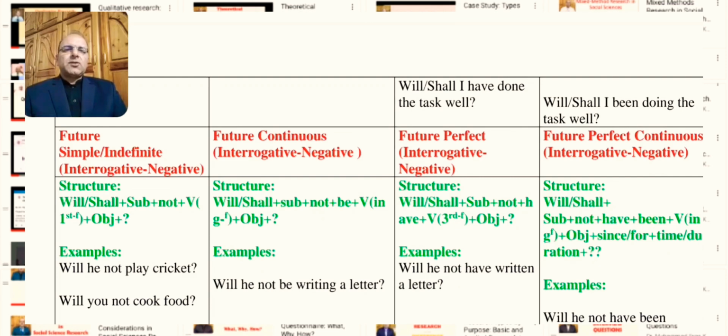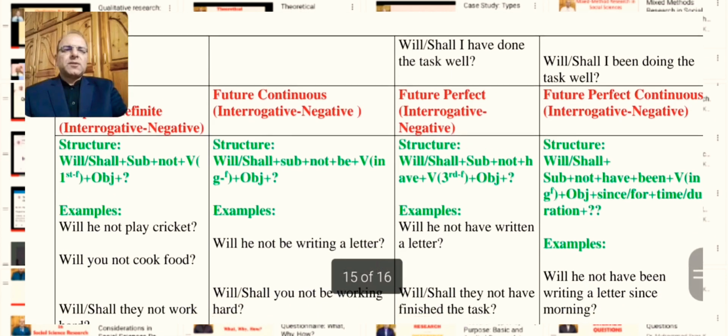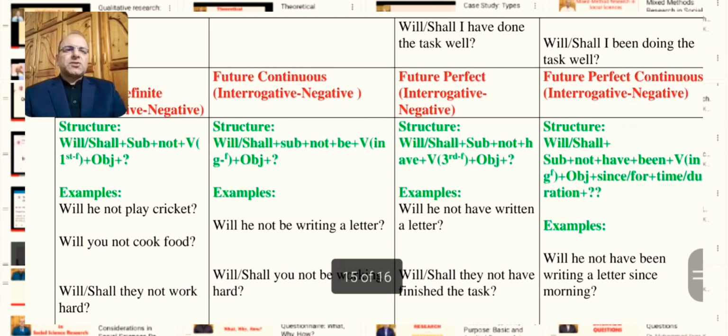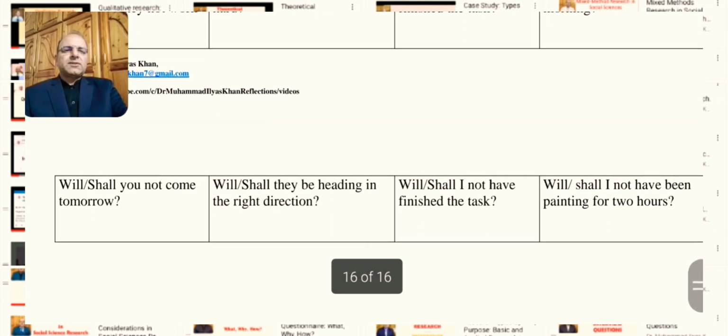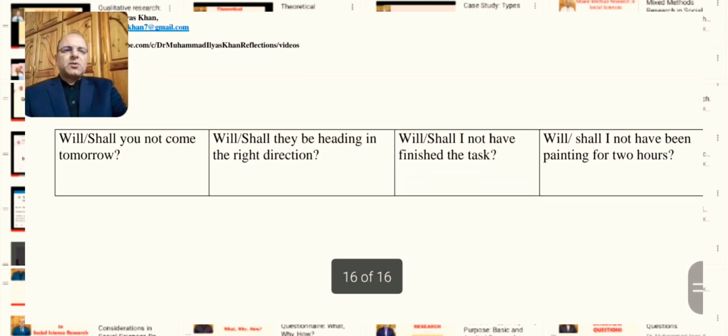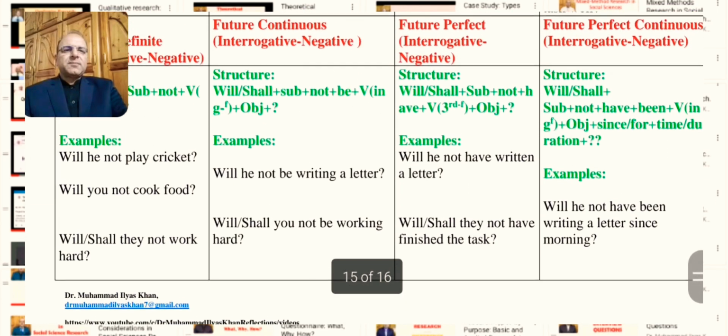The four categories of future tense, that is simple, continuous, perfect, and perfect continuous, with reference to the form that is called interrogative negative form. So again, you can see the structures of these four types in the green, followed by examples of each, several examples of each, in order for you to understand this particular tense.